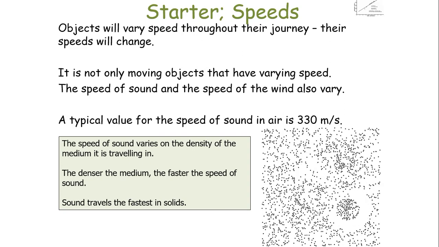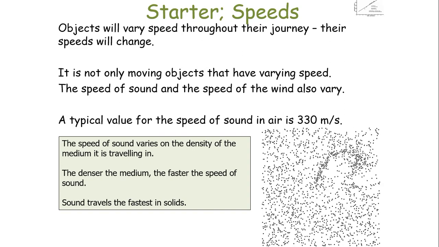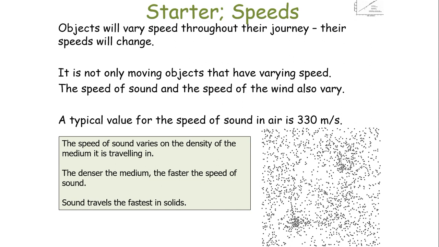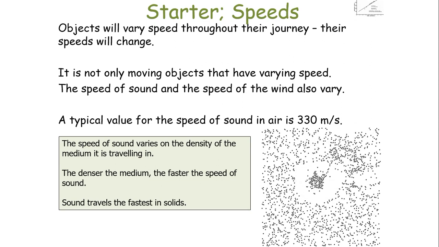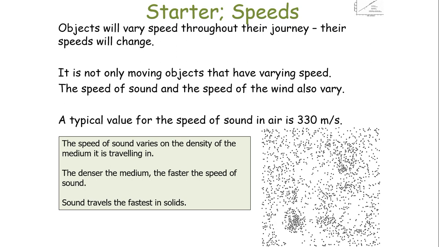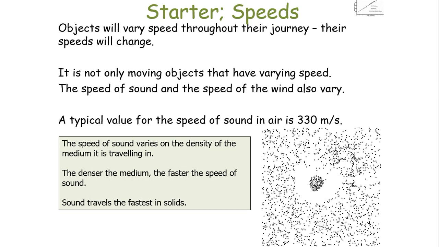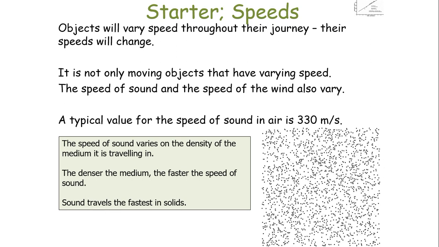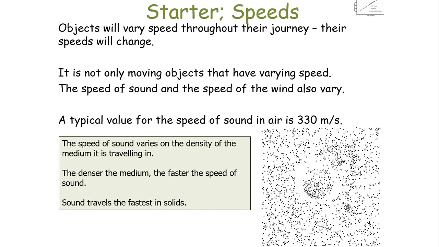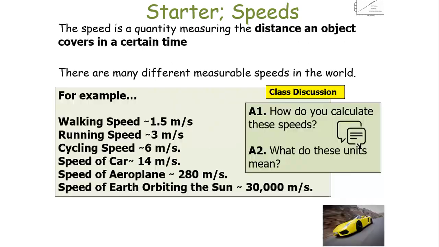This means that sound will travel the fastest in the most dense medium, solids, and travel the slowest in the least dense medium, gases. So as a result, if you had a sound wave travelling through an iron bar or a sound wave travelling through air, it will travel through the iron bar faster because it's a denser medium.